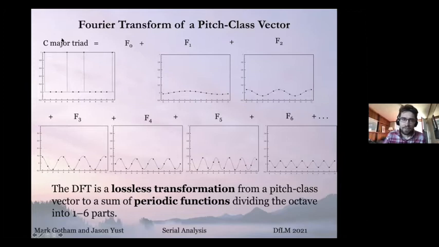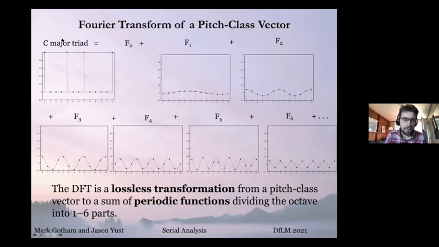And instead of looking at it as a collection of pitch classes, I'm going to look at it as a collection of periodic components. It happens that there are 6 of interest. Once we have those 6, we know basically what we're dealing with. And they divide the octave into 1 to 6 parts. Let's look at each of these individually.